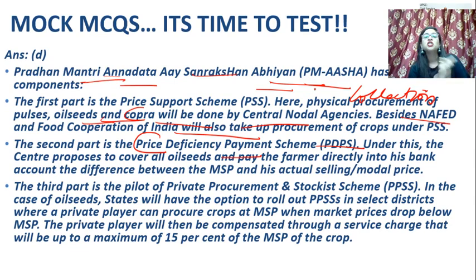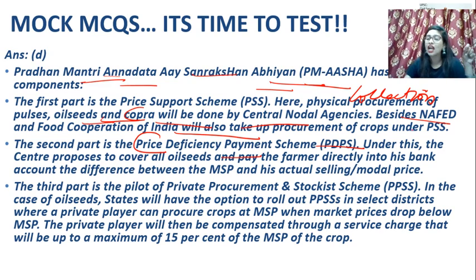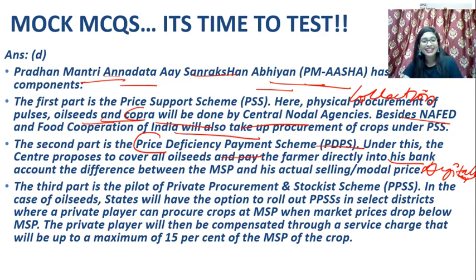So yes, under this particular price deficiency payment scheme, the central government proposes to cover all the oil seeds and pay the farmers. How, guys? See, they want to cover all the oil seeds, not only one particular crop, okay, and also they want to pay the farmer directly into their bank account. So now when it is done to their bank account, what happens? The process of digitalization that has been taking place, right? Because the farmers are paid through their bank accounts, it is mandatory that every farmer should open a bank account, which in a way is a part of digitalization of our economy. And thus I can tell you that is the difference between MSP and his actual selling or model price. That is under this scheme, and the farmer is being paid directly to the bank account.